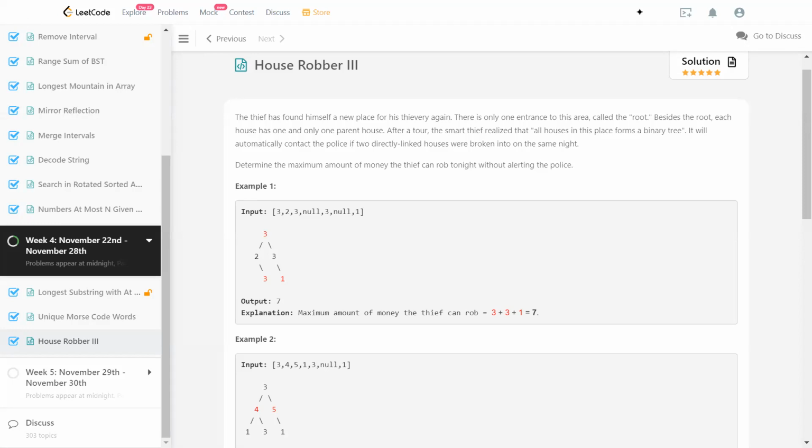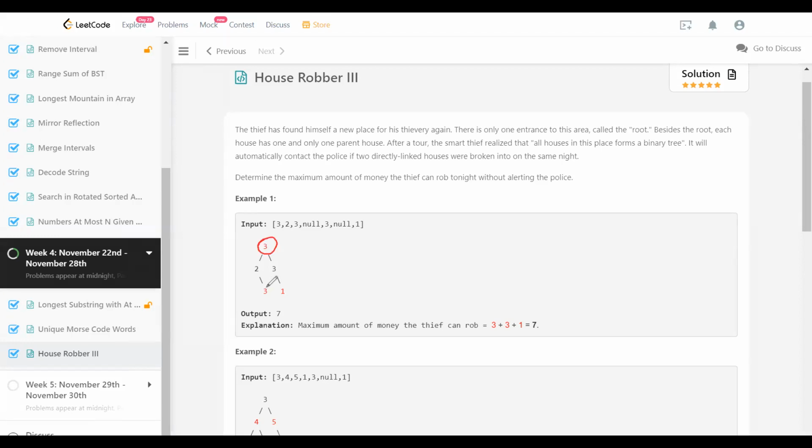If you see a couple of examples here, sometimes the root could be part of the optimal solution. In this first example, there are five houses, and the optimal solution involves the root and two houses at level 2. If the root is at level 0, these are at level 2. And if you look at the other example, the root is not part of the optimal solution, but the houses in the second level, actually level 1, are part of the optimal solution, right? So it's not guaranteed that the root is always part of the solution. It could be, or it may not be, right?